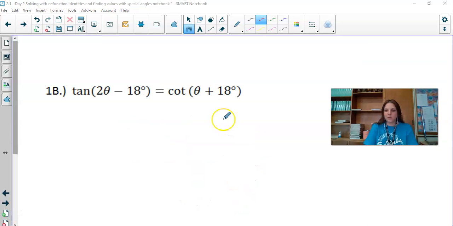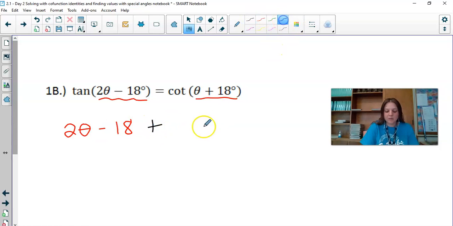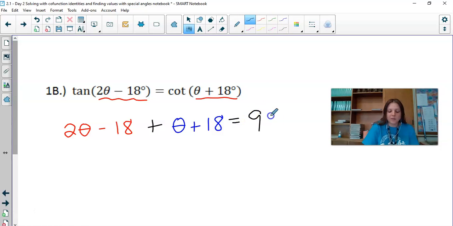So take a look at example 2. Go ahead and pause and write down if needed. The first thing I'm going to do is identify the angles. So I'm going to go ahead and write out my angles. 2 theta minus 18 plus theta plus 18, and of course this is degrees, equals 90. These are cofunctions. Tangent and cotangent are cofunctions, so they're complementary.